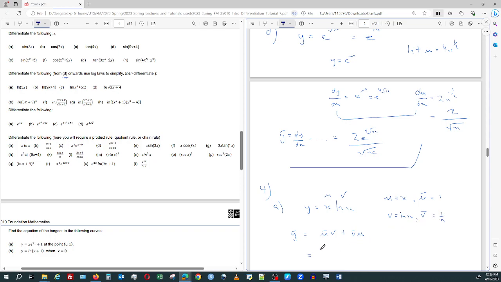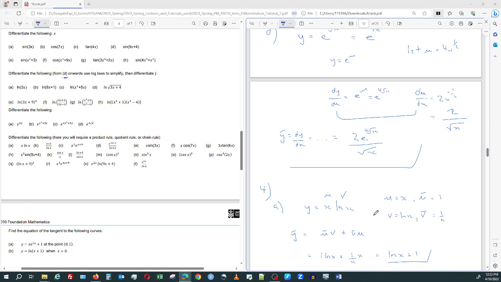So we just put them all together now. So 1 times v, and then we have v dash, 1 over x, times x. That's clearly 1. So it's the ln of x plus 1. Unexpected, but nevertheless, we're allowed to have some unexpected bits and pieces.